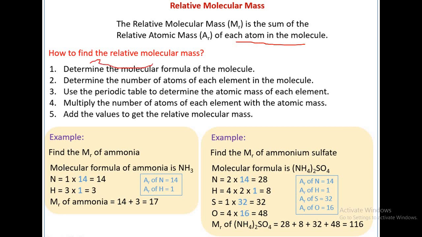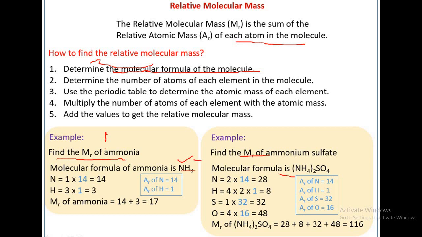Then how can we find the relative molecular mass? For example, here we have to calculate it for ammonia. Before calculating, we must know the molecular formula of ammonia, which is NH3. So determine the molecular formula, because after getting it you will come to know which elements are there. In ammonia, you have 1 atom of nitrogen and 3 atoms of hydrogen.